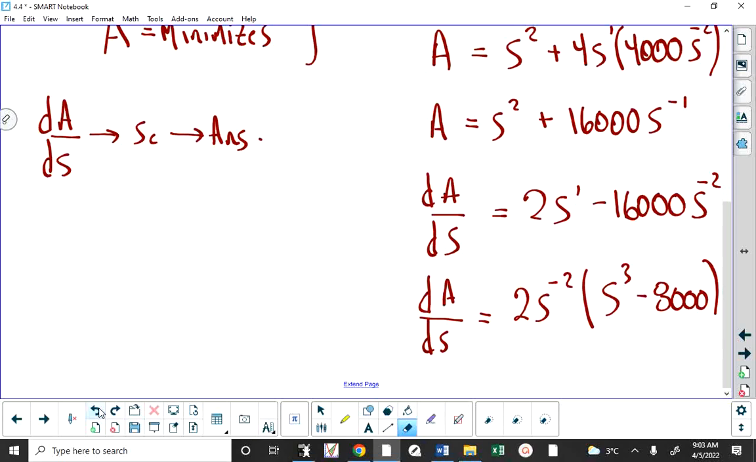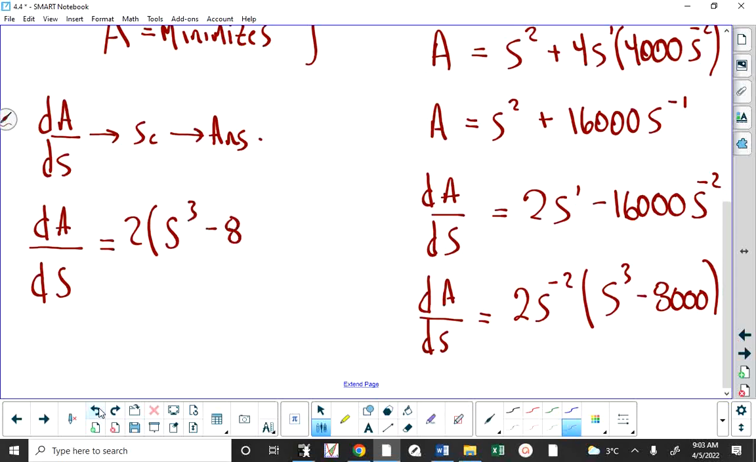Okay. What this means, I'll just write it over here so we can see the whole thing on one screen, is dA/ds is 2 times (s cubed minus 8,000) over s squared. So we have critical values of s that are determined by what numbers make the derivative equal to 0. And the answer is the cube root of 8,000. And are you okay with that? I suppose we could, again, don't factor it. I think factoring it is a waste of time as a difference of cubes. But you could write s cubed equals 8,000, add 8,000 to both sides and take the cube root. But it's 20. The cube root of 8,000 is 20.